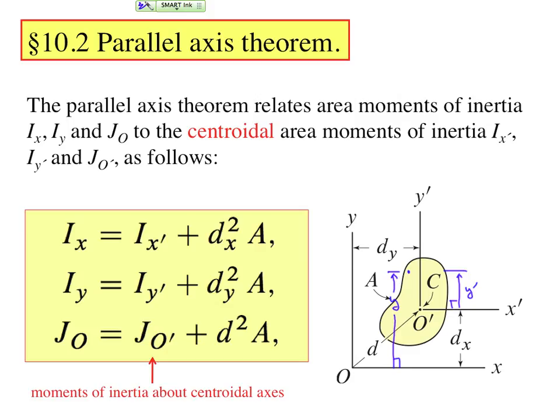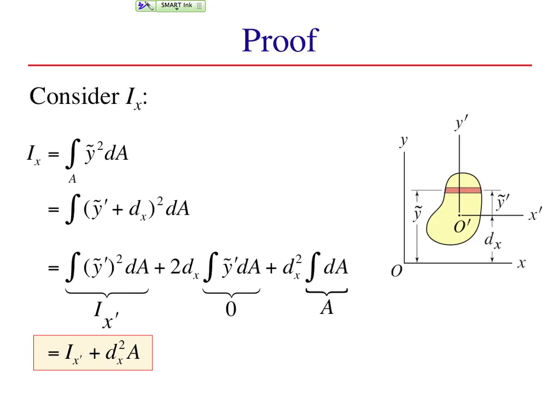Under these conditions, the area moments about an arbitrarily positioned xy coordinate system can be expressed in terms of the centroidal area moments according to these expressions. It is critically important that the first term on the right-hand side of these expressions be the centroidal area moments. This expression cannot be used as is to relate the area moments about one non-centroidal coordinate system to those about a second non-centroidal coordinate system. The proof of these results is straightforward and brief.